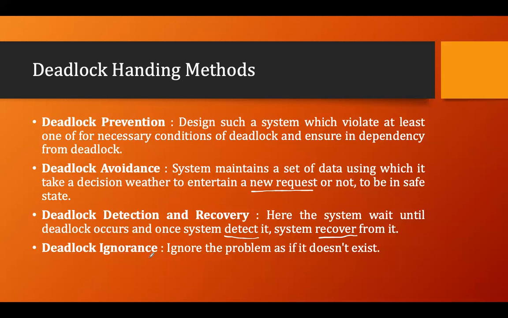So here the system designer assumes that in my operating system there will be no deadlock at all. It means I have made the operating system in such a way that I will not get any deadlock. In such operating systems, they use deadlock ignorance, in which they say there will be no deadlock, so we'll ignore it: no detection, no recovery, no prevention. We just assume there will be no deadlock in my operating system, right?